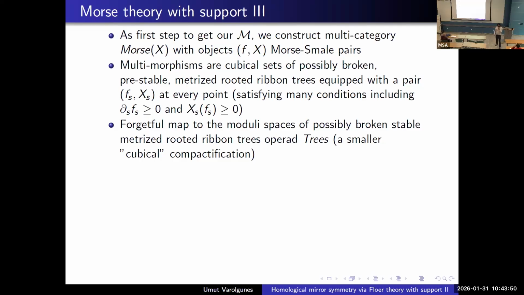At one point in your tree, you're given a Morse pair. There are some conditions that I'm not writing, but it should be constant at infinities. It should stabilize, so that only in a compact region the data changes.